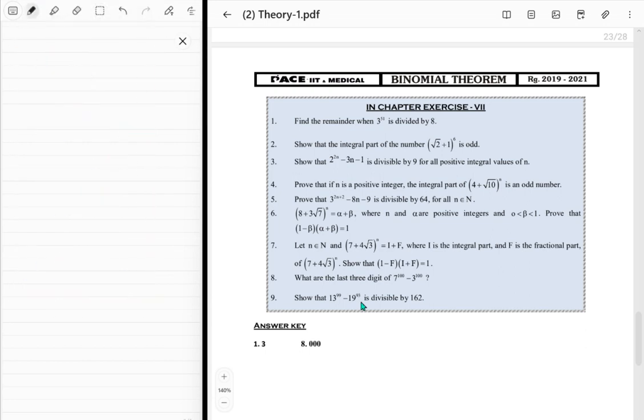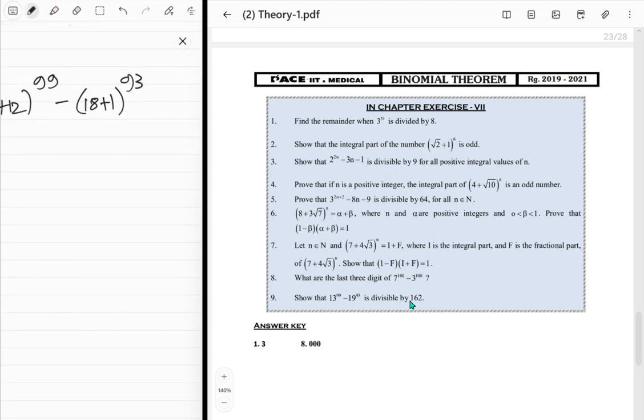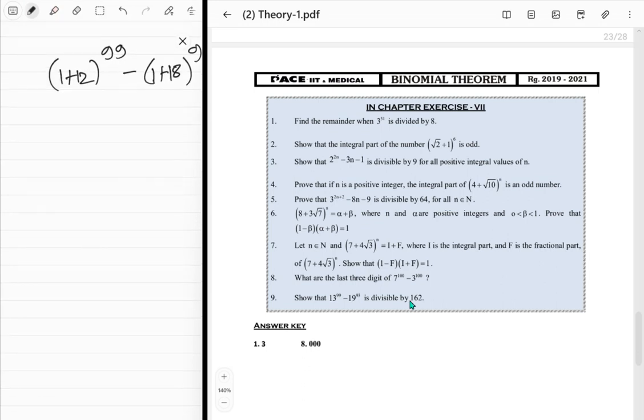Because now that we know it can be done easily, it's just like 12 plus 1 to the power of 99 minus 18 plus 1 to the power of 93, right? So this whole thing, you have to show that this is divisible by basically 3 power 4, so 81. Right, so write down this guy's expansion. Let's just go the opposite way. Let's write this as 1 plus 12, so that you don't have to go backwards. But even going backwards is not a big task.